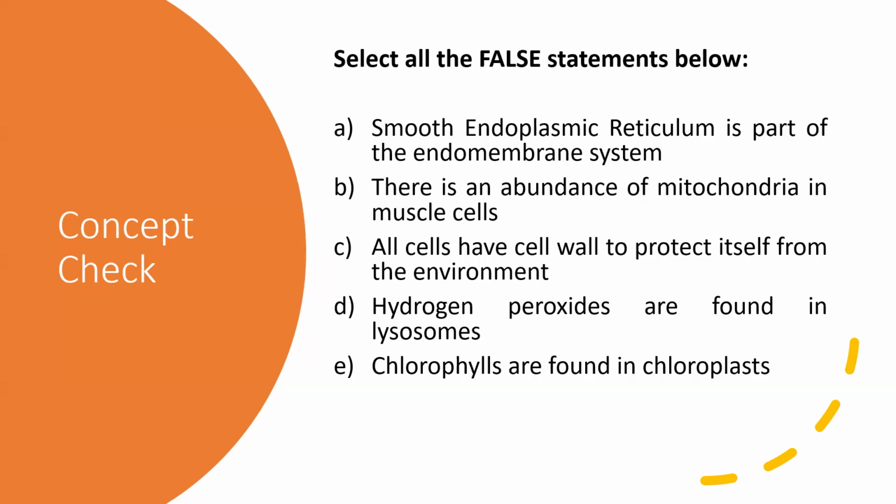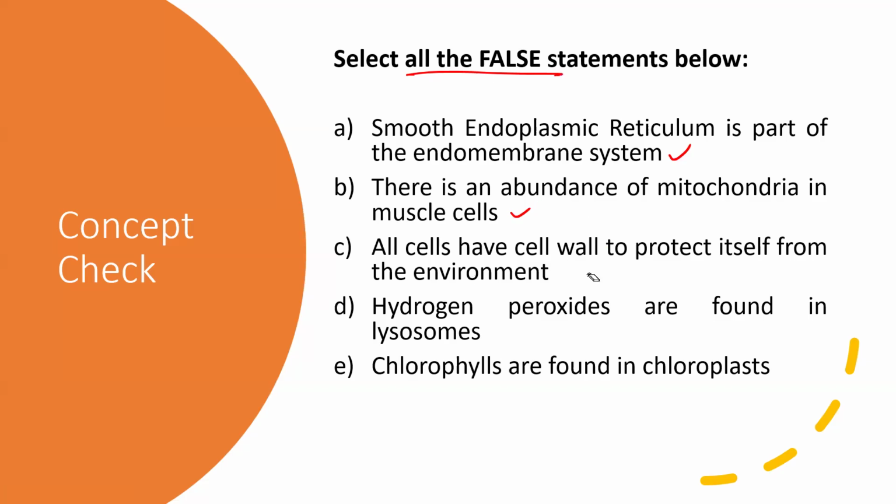Yeah. Okay. So let's see. We're looking for all the false ones. Smooth ER is part of the endomembrane system. That's correct, okay? The endomembrane system includes the nuclear envelope, rough and smooth ER, Golgi, and lysosome. We have a list of it a couple of slides ago. There is an abundance, a lot of mitochondria in muscle cells. Muscle, you move them all the time, right? So you need a lot of energy. That means you need a lot of mitochondria. So that's correct. We're looking for the false one.